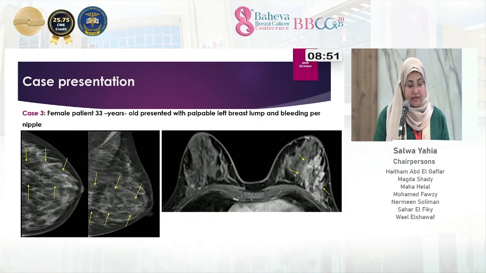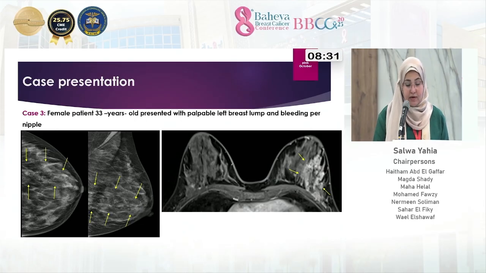Female patient, 33 years old, presented with palpable left breast lump and bleeding per nipple. Digital mammogram of the left breast, NCC and MLO view, showing left breast lower inner quadrant segmental area of pleomorphic microcalcifications. Pathologically proven high-grade DCIS.